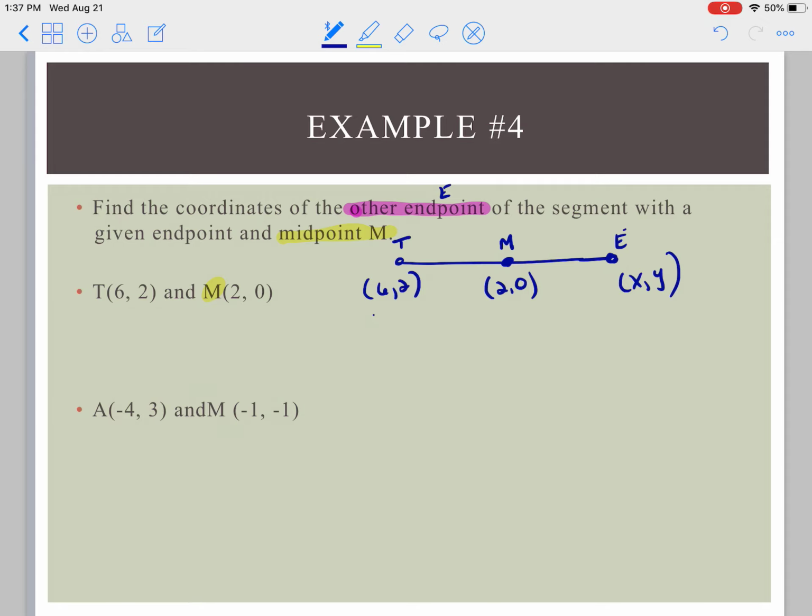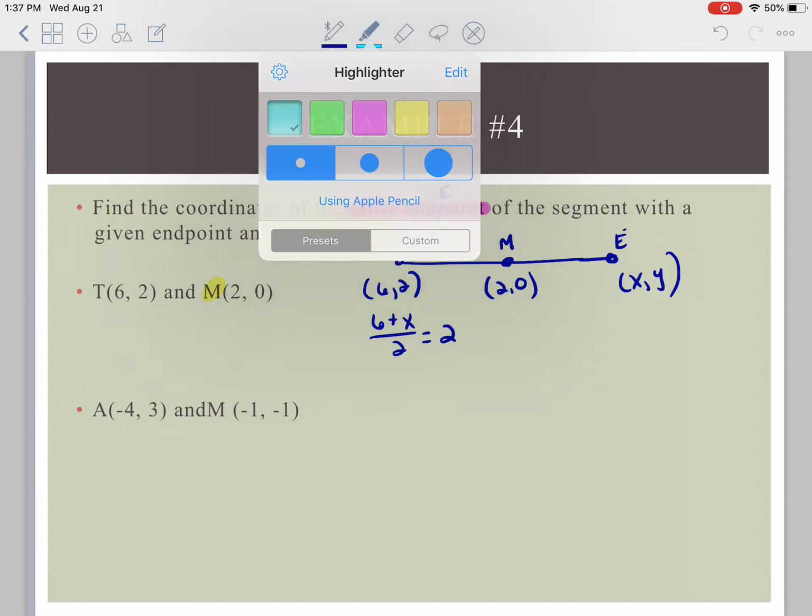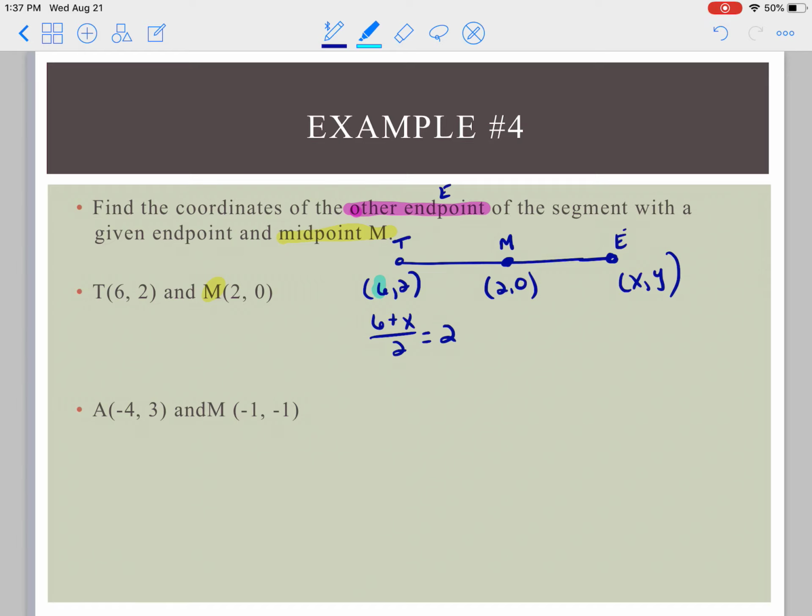So at this point, I know that 6 plus the X coordinate, divided by 2, should equal 2. Multiplying both sides by 2, 6 plus X equals 4. Subtract 6 from both sides. X once again is -2.